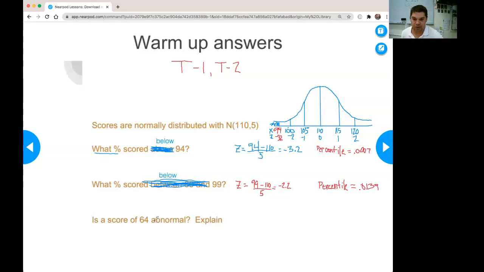Is 64 abnormal? Yeah, 64 is abnormal. 64 is unusual. 64 is way below average. Okay, more than 2 deviations below average.